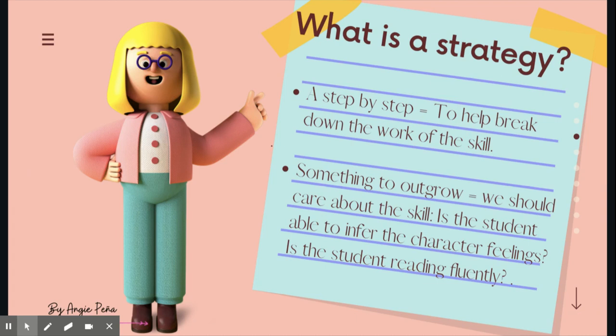So, going into more detail of what a strategy is: again, it is step by step and is meant to help break down the work of the skill, something to outgrow. So we should care about the skill, and we should ask ourselves, is the student able to infer, for example, the character's feelings, or is the student reading fluently? These are just a couple of examples of skills that readers should have that we could ask ourselves about.